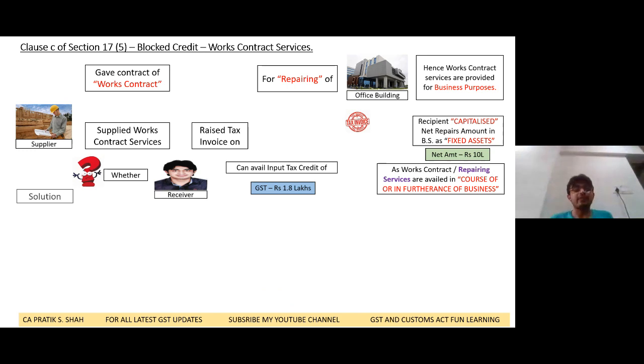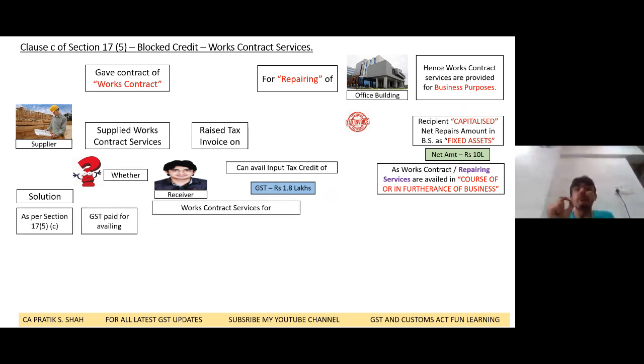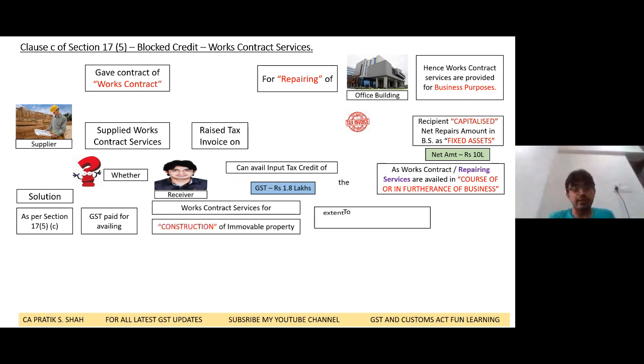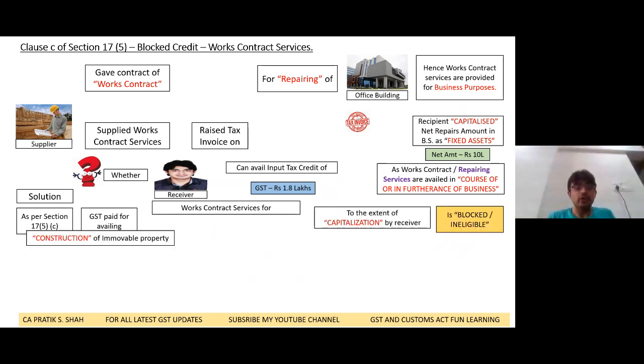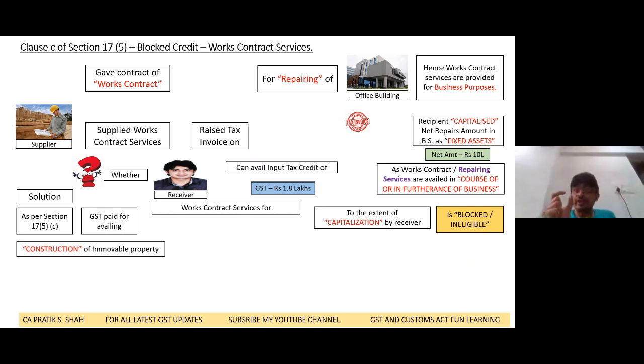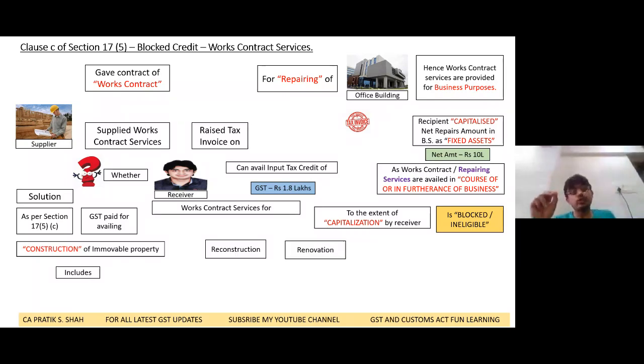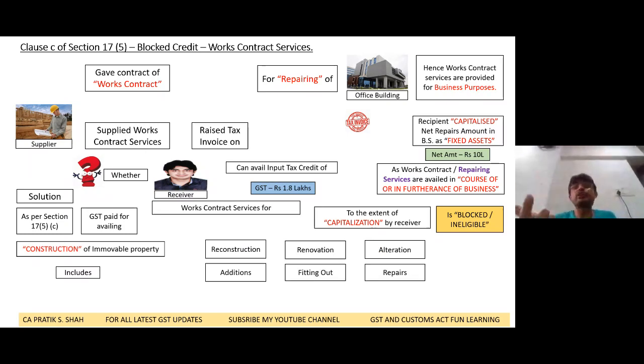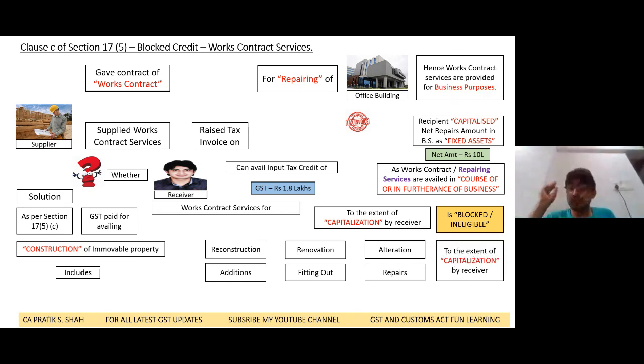Please listen. As per 17(5), GST paid for availing works contract services for the construction of immovable property, to the extent of capitalization, is blocked. Correct? This is blocked. Now, what do you mean by construction? The word construction doesn't mean new construction. It includes reconstruction, renovation, alteration, addition, fitting out, and repairs also. Just understand, construction doesn't mean naya construction. It could also be repair.